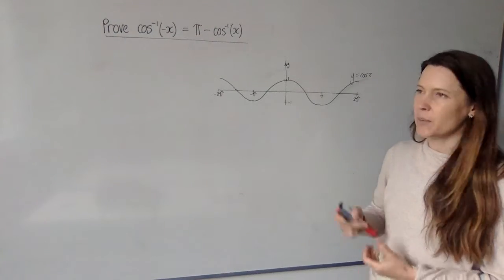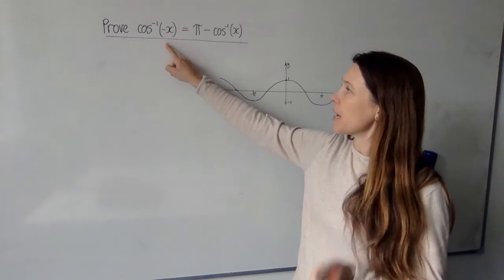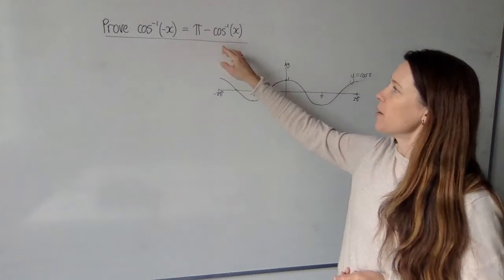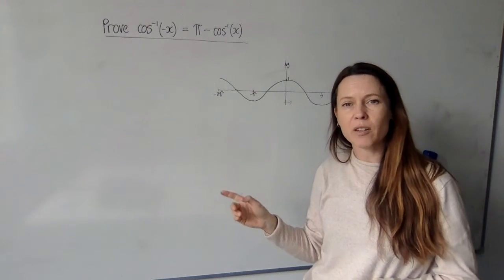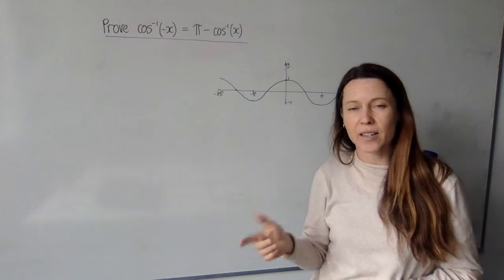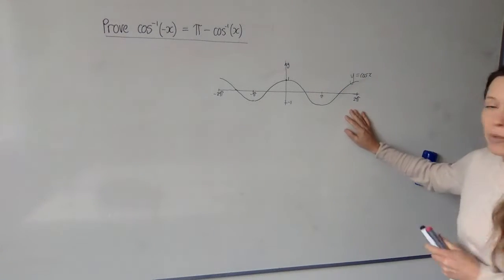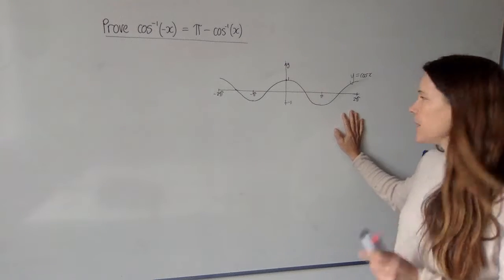Next identity that we need to be able to prove is that the inverse cos of negative x is equal to pi minus the inverse cos of x. Now, this one looks a little bit different from the last two, and that's because y equals sine x and tan x are odd functions, whereas y equals cos x is an even function. Now, remember what that means.